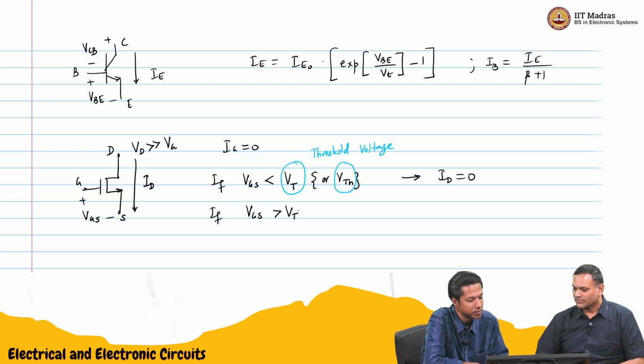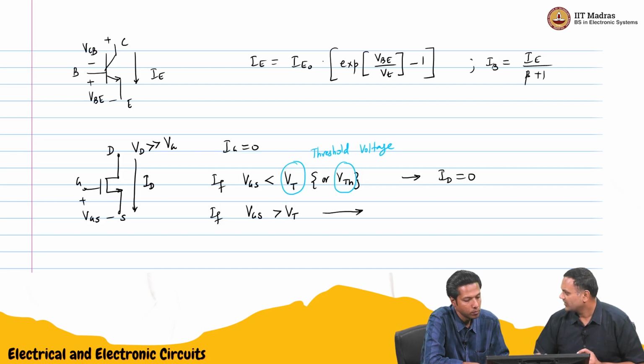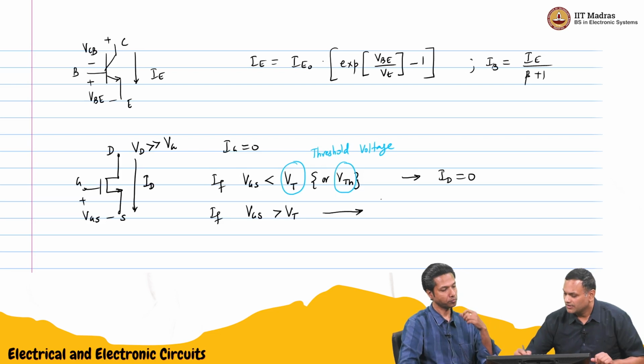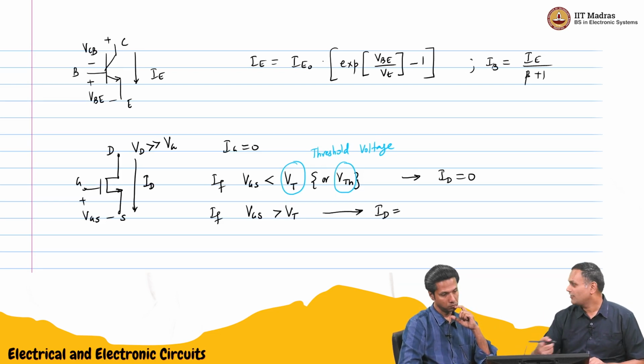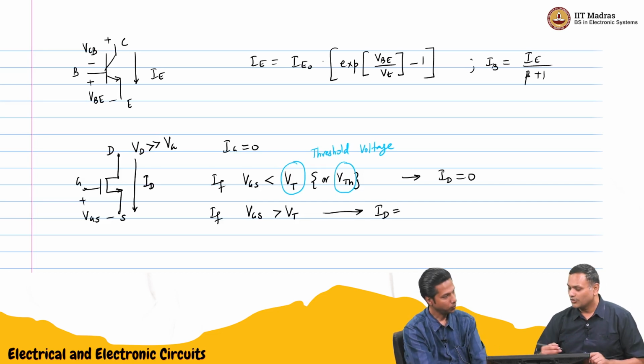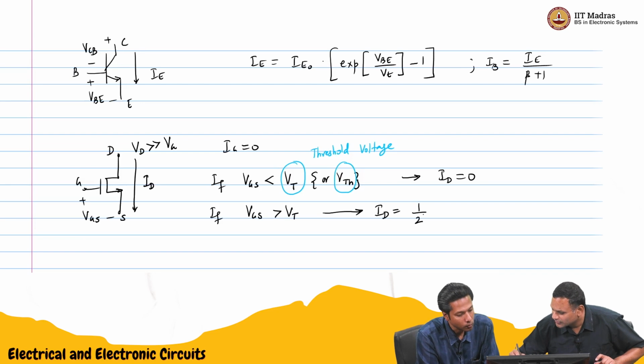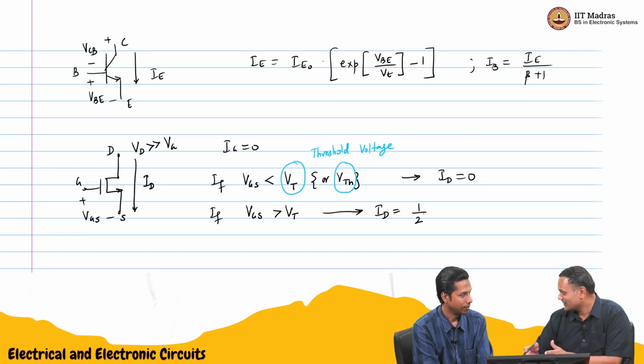So if VGS is greater than VT, then there are two options depending on VD and VG. It turns out that instead of exponential, the device is quadratic. This is going to become an equation with several parameters. We'll explain them one by one.